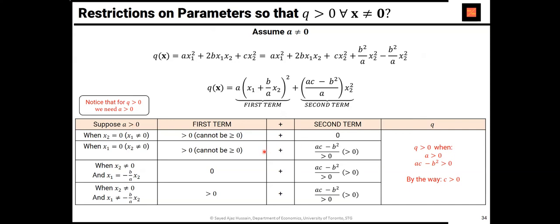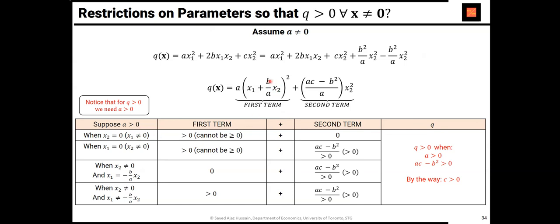Now let's do some interesting analysis. What happens if x2 is 0? Why do I have to say x1 is not equal to 0 at the same time? Because remember, you're trying to find out the value of q for all values of x1, x2 other than 0, 0. So if one of them is 0, the other one cannot be 0 for you to establish what happens to q. So if you say x2 is 0, you then also have to assume that x1 is not 0.